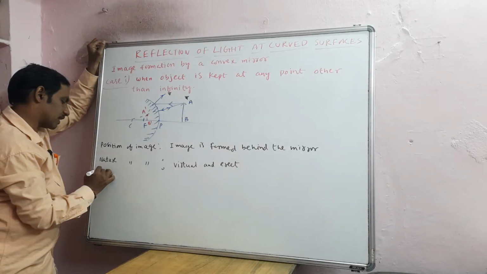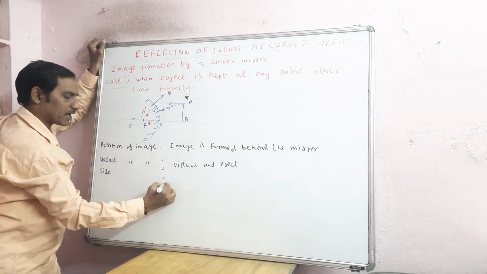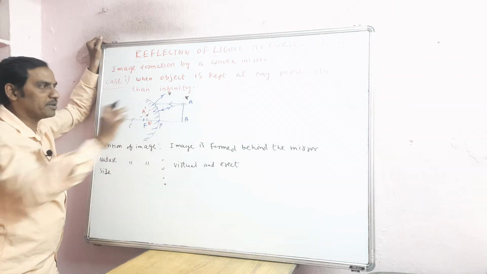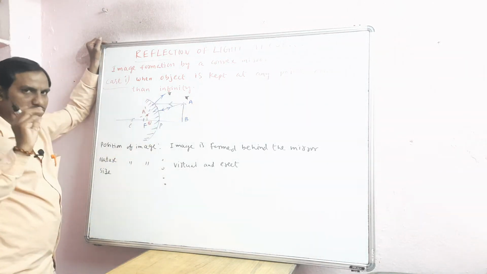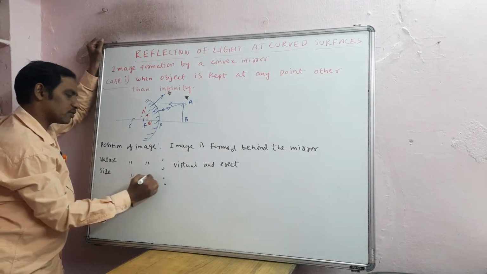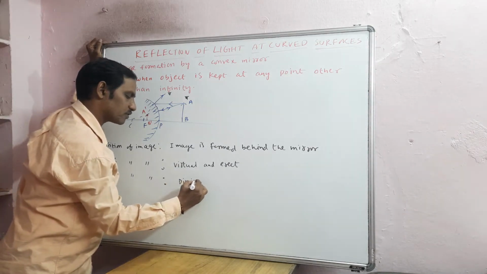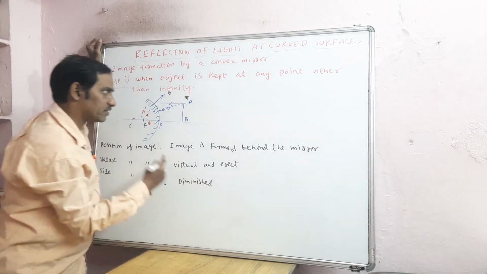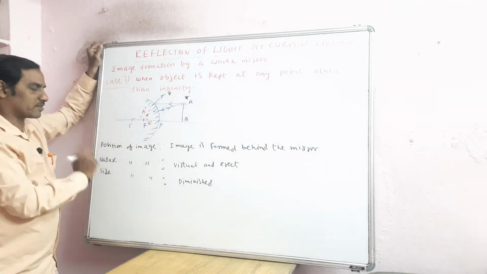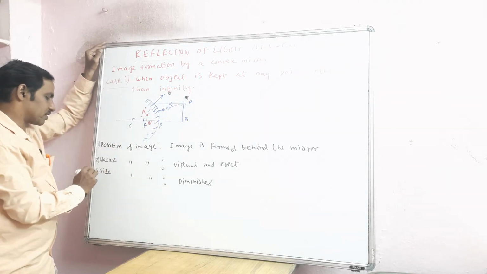Now the size of the image. You can see the object size is bigger than that. Even practically you can see the vehicles are bigger in size, but in the image in the mirror they appear smaller. So definitely you can say it is diminished. In this way, if anything is asked like this in an exam, you have to write these 3 points compulsorily: point number 1, point number 2, and point number 3.